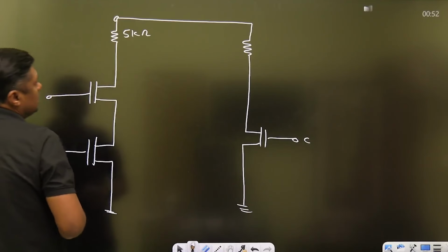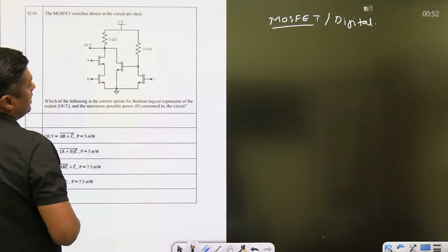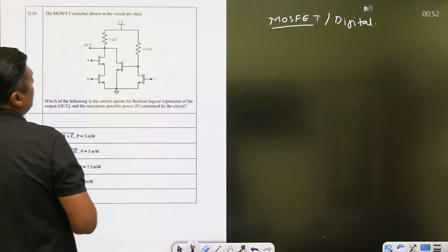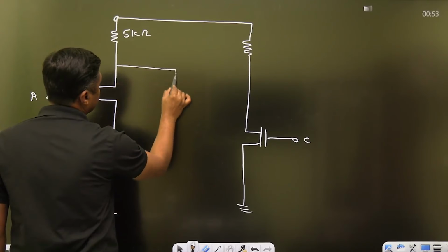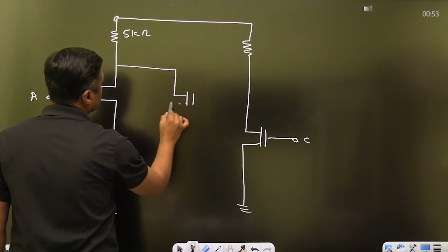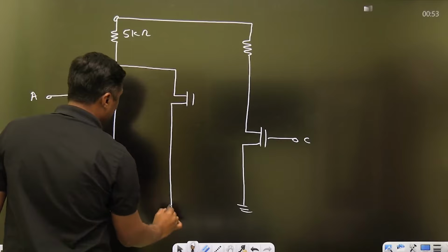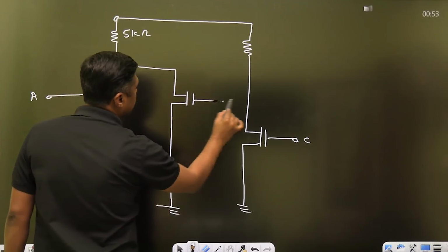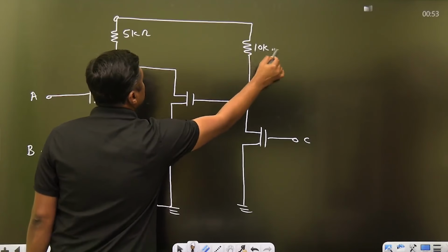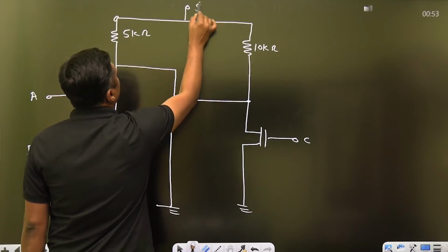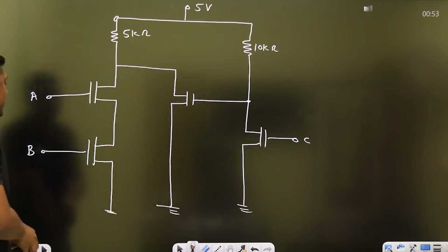Now there is another MOSFET here in between. It is connected to the output. Here we are taking the output. This is connected to ground. And this is connected here, guys. Okay. This is the 10 kilo ohm resistor. This is what, 5 volt battery is given. Maximum power we have to consider.